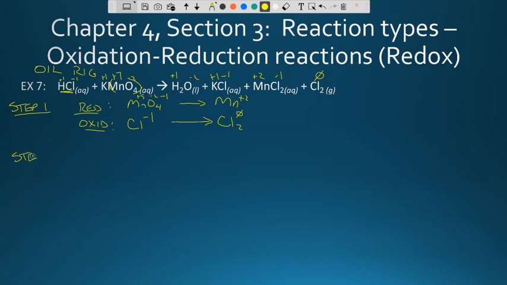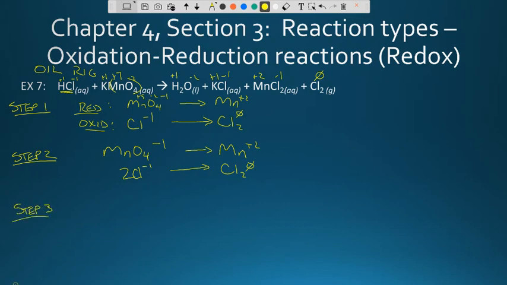Now let's take a look at step 2. We're going to balance all of our elements except for my oxygens and hydrogens that might be present. I'm just going to keep rewriting what I've got. I have my permanganate here, and it became the manganese ion. One manganese, one manganese. I've got 2 chlorines here, but only one on this side, and so I'm going to need 2 chlorines. That's the ion. And keep my arrows all lined up nice and neat. I have a chlorine with a 0 charge.